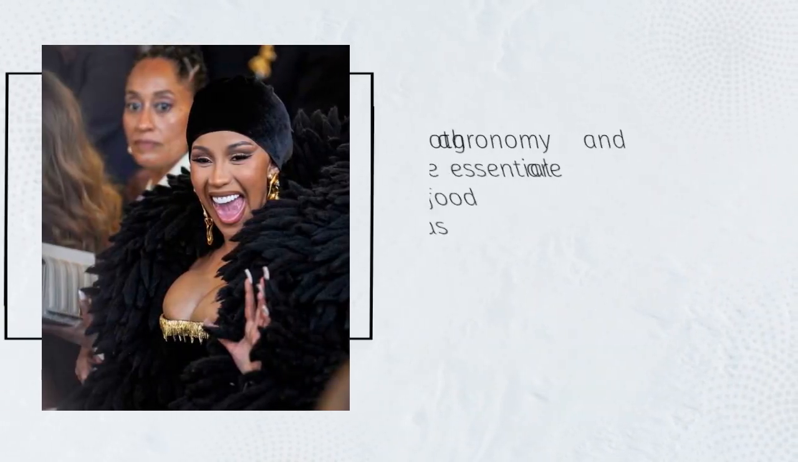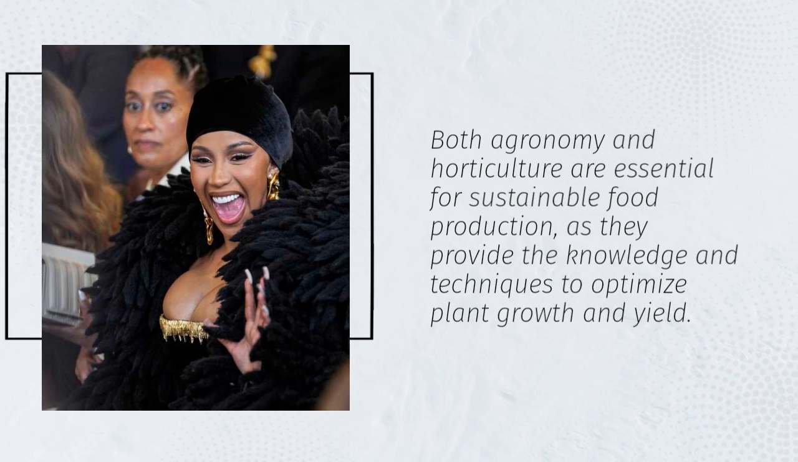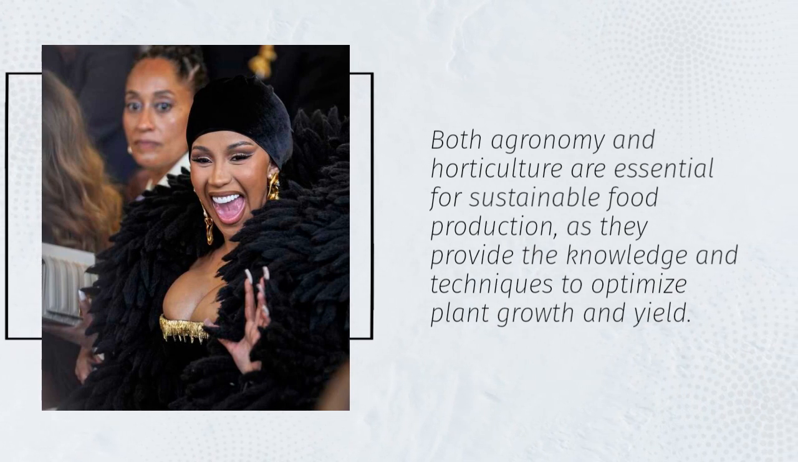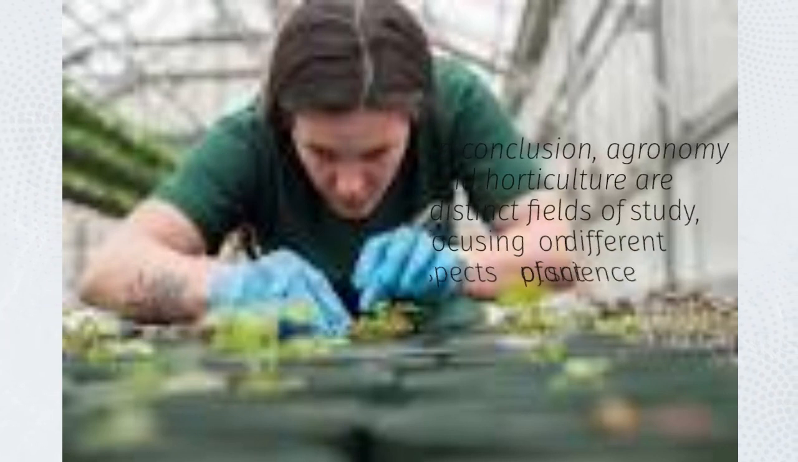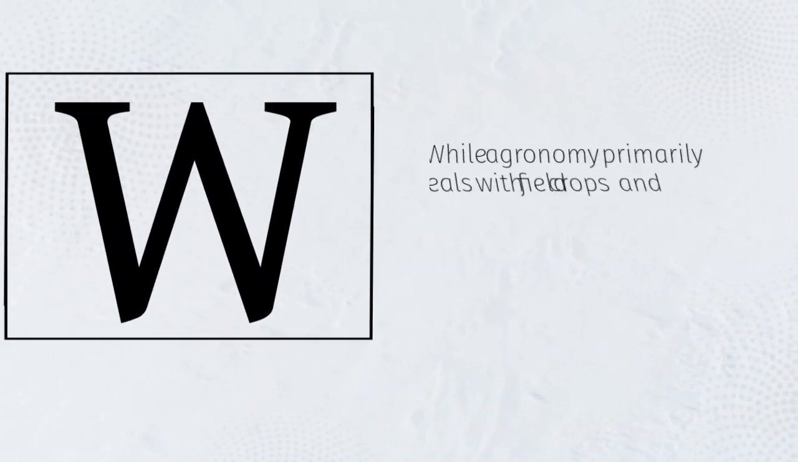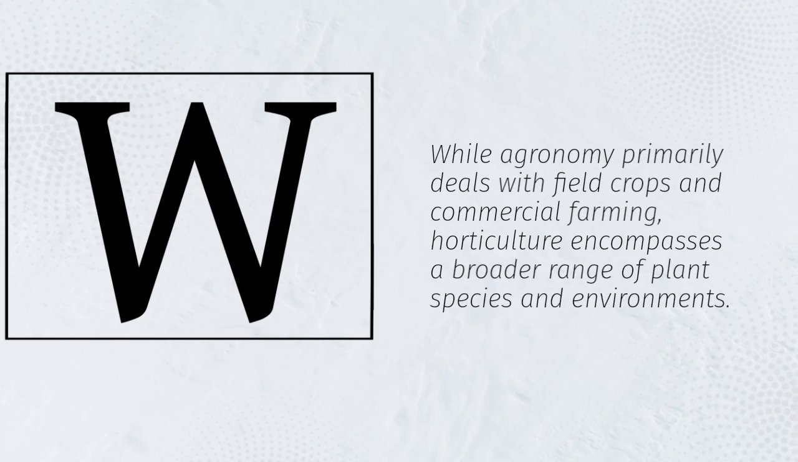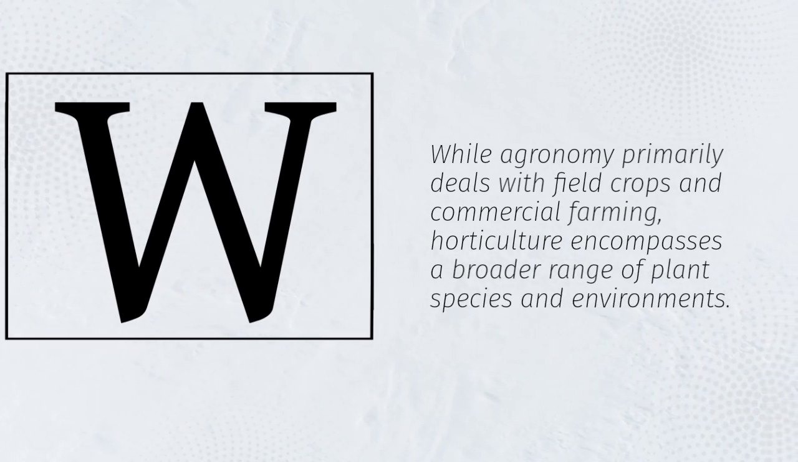Both agronomy and horticulture are essential for sustainable food production, as they provide the knowledge and techniques to optimize plant growth and yield. In conclusion, agronomy and horticulture are distinct fields of study, focusing on different aspects of plant science and cultivation. While agronomy primarily deals with field crops and commercial farming, horticulture encompasses a broader range of plant species and environments.